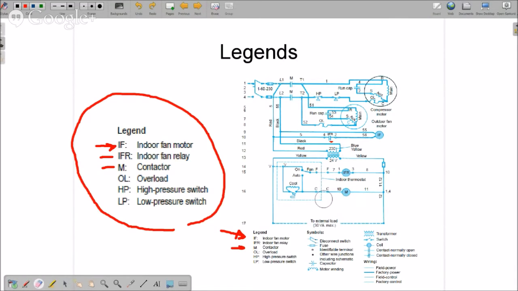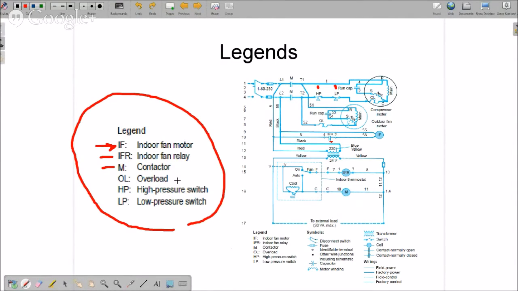Clean this up a bit. Okay, let's look at high and low pressure switch, HP and LP. So you look through here. Oh, there they are right there. HP, LP, normally closed. If the pressure increases, it's going to break that switch. If the pressure decreases, it's going to break this switch. So these are our safeties here.